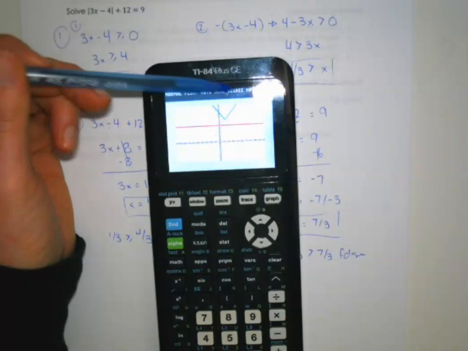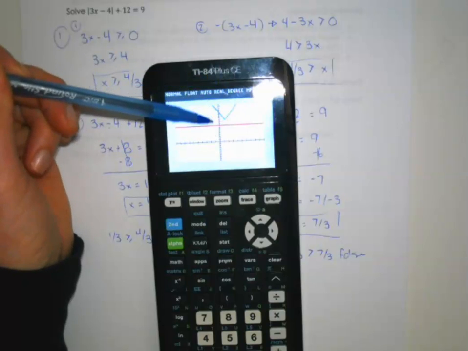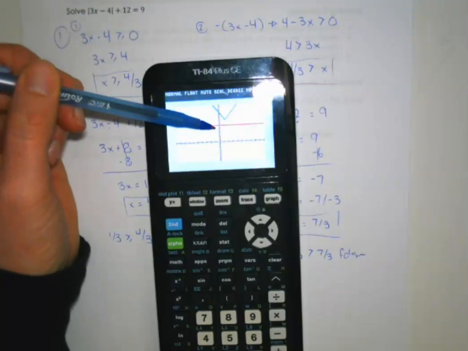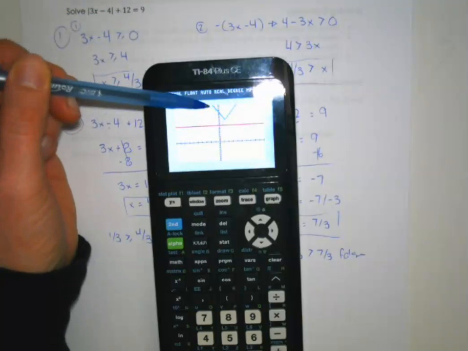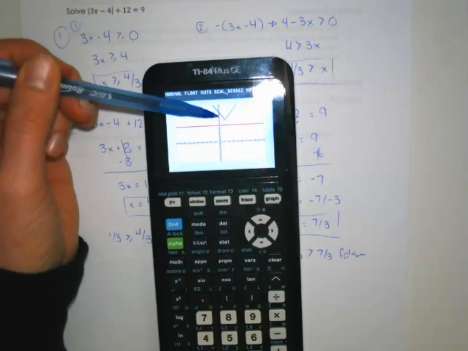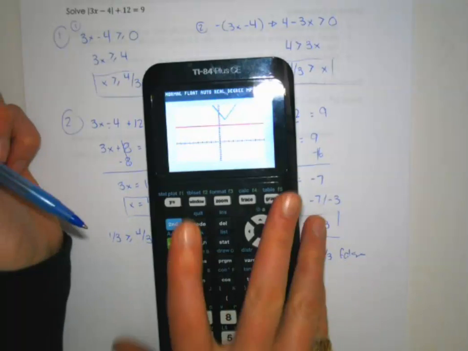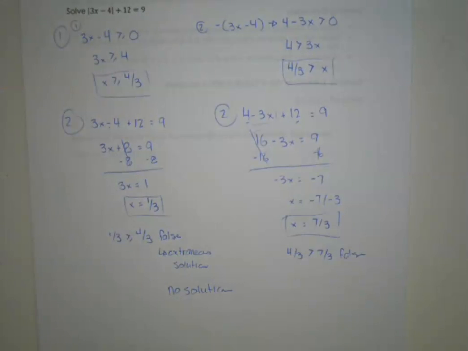And so this is what we mean when there's no solution: those two parts of the equation do not intersect with each other, right? Here we have the left side of the equation, and it never touches that y equals 9 component. So that's what we mean when we say there's no solution.